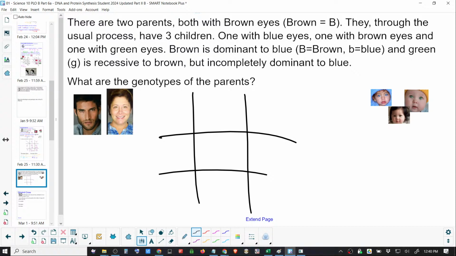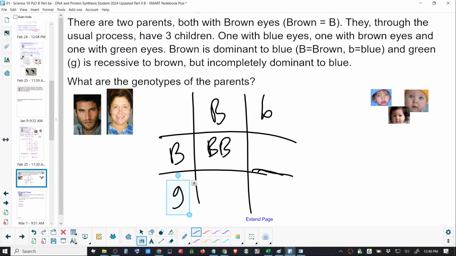Yes, go. So if both parents have brown eyes, so they at least have... No, I want the Punnett square. So what are you giving me? One capital B each, one capital B for each person. And then maybe one parent has a G and one has a lowercase b. Like this. So if we pop it through, we get that, and we get that, and we get that.